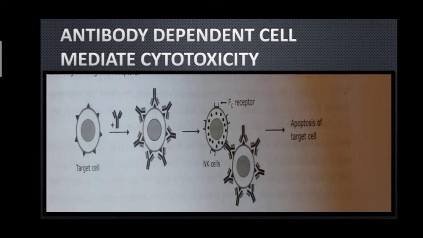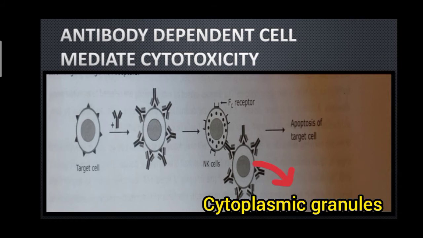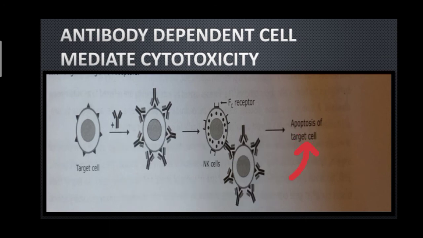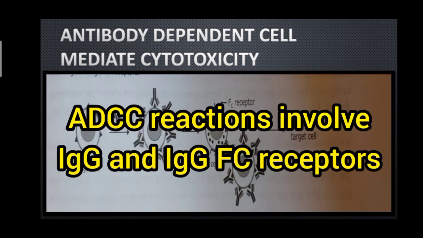In ADCC, which is antibody dependent cell mediated cytotoxicity, lysis of target cells is analogous to that of cytotoxic T cells and involves the release of cytoplasmic granules containing perforin and granzymes that activate events leading to apoptosis. These ADCC reactions involve IgG and IgG Fc receptors. It means immunoglobulin G and immunoglobulin Fc receptors.